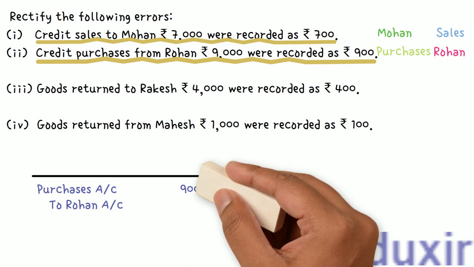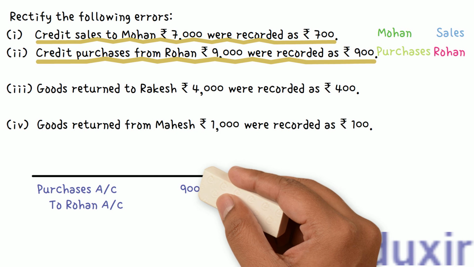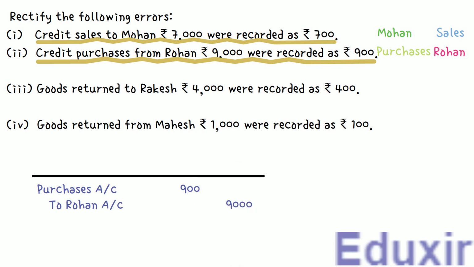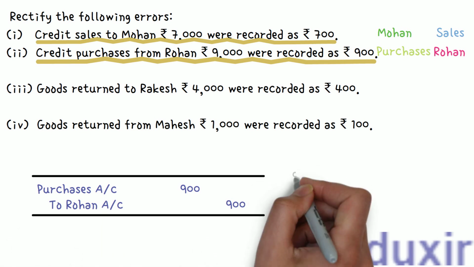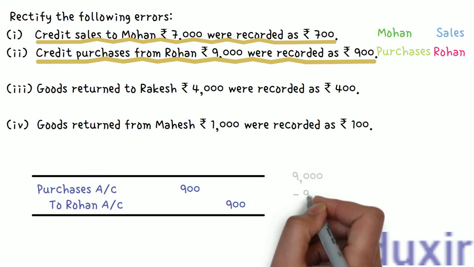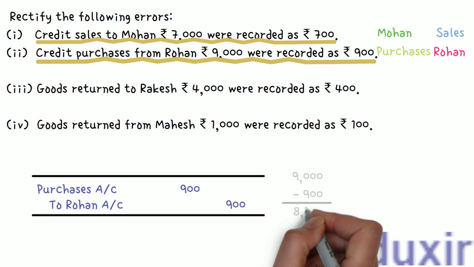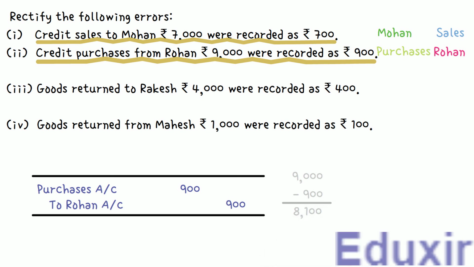But due to the error of commission, purchase account was debited with only 900 rupees and Rohan's account was credited with only 900 rupees. From 9000 rupees, if you subtract 900 rupees, we get 8100 rupees. So to rectify this error, we should debit the purchase account with an additional 8100 rupees and credit the creditor Rohan's account with an additional 8100 rupees. With this analysis at our disposal, let us now proceed with the journalizing of this transaction.